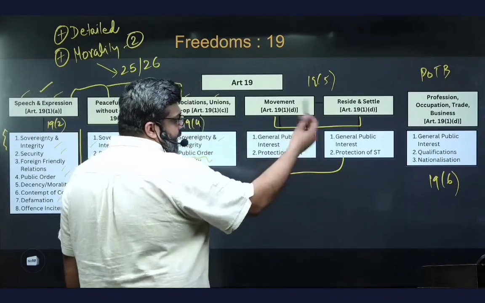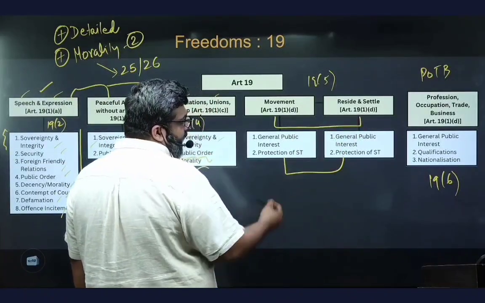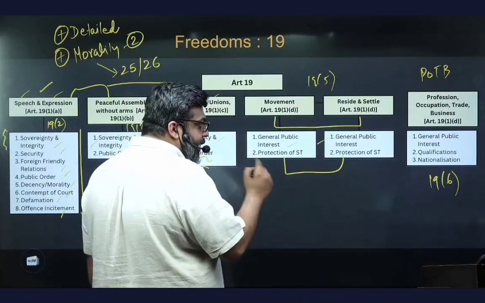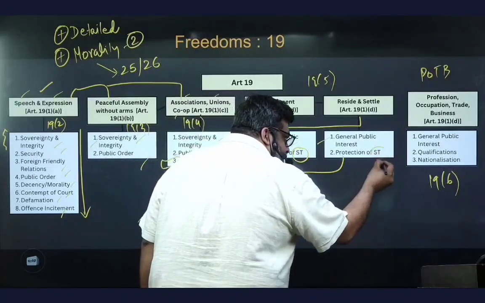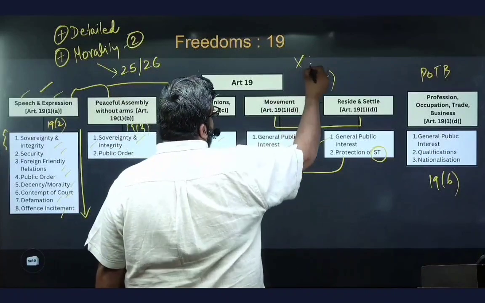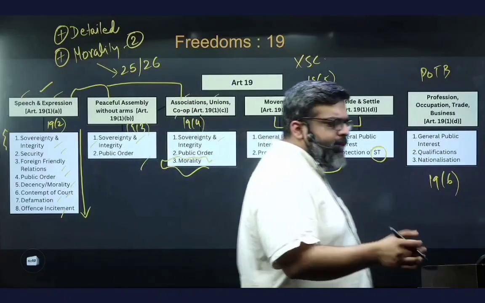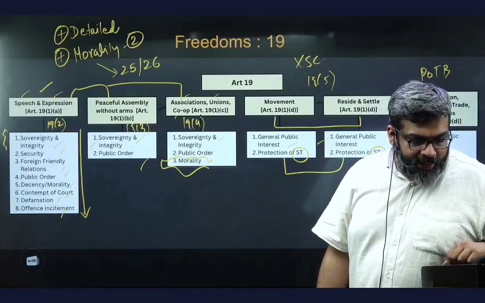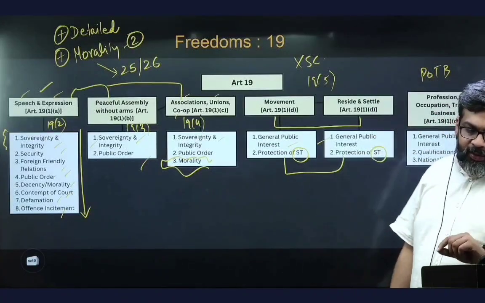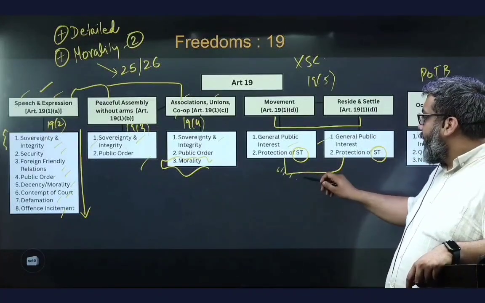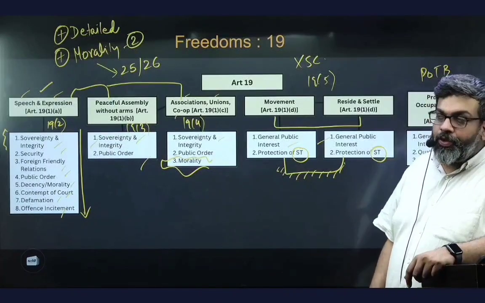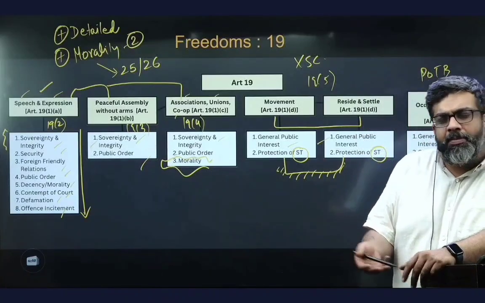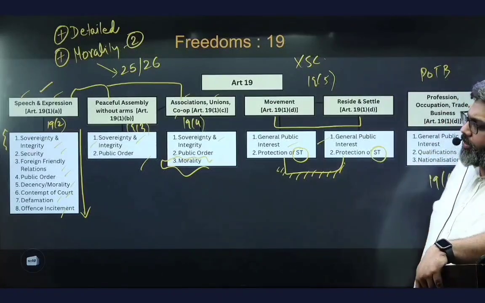Movement and residence and settlement, 19(1)(d) and 19(1)(e), will have the same restrictions: general public interest, and very, very importantly, protection of scheduled tribes. It does not mention scheduled castes. In derivations and applications, you could still look at it, but what we're effectively looking at is this protection of scheduled tribes. So for example, things like the 5th schedule, 6th schedule, autonomous councils, inner line permit areas, these are all applications of protections of scheduled tribes.